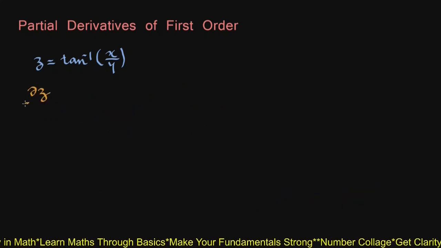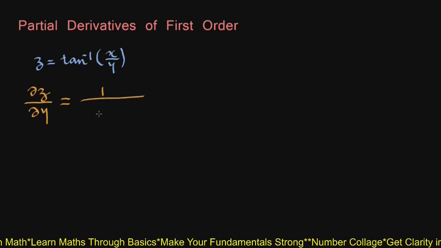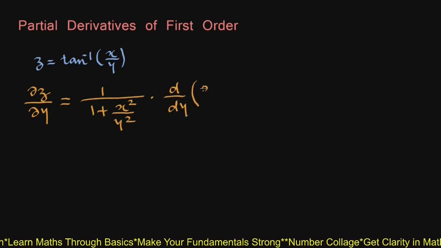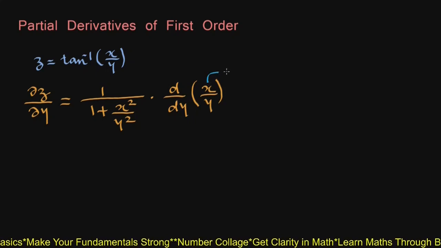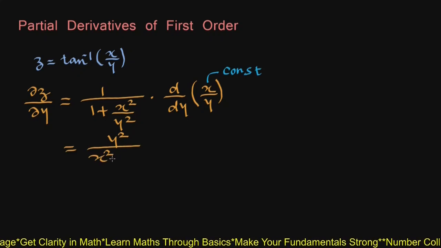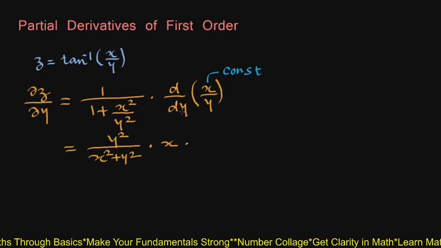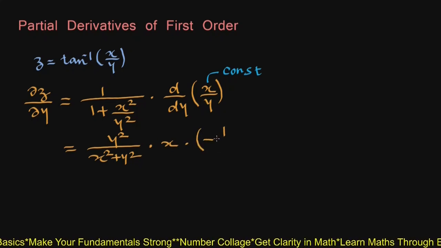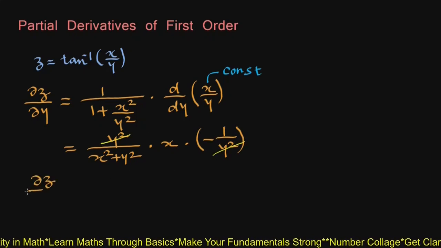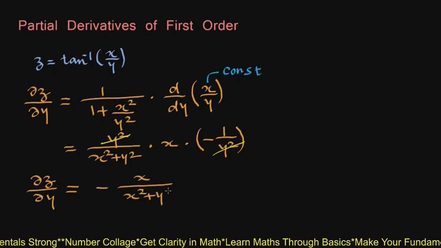Next we find ∂z/∂y, which is the derivative of tan⁻¹(x/y), 1 upon 1 plus x²/y², into d/dy of x/y, treating this x as constant. So this will be y² upon (x² + y²), into constant x, and the derivative of 1/y with respect to y is minus 1/y². Cancelling this y² with this y², we get ∂z/∂y as minus x upon x² + y².